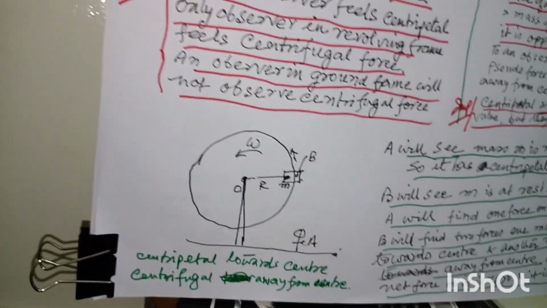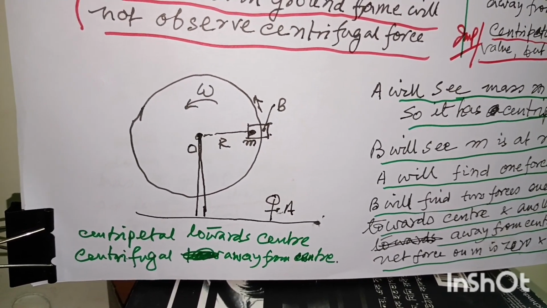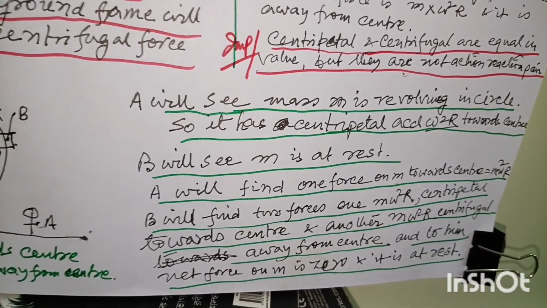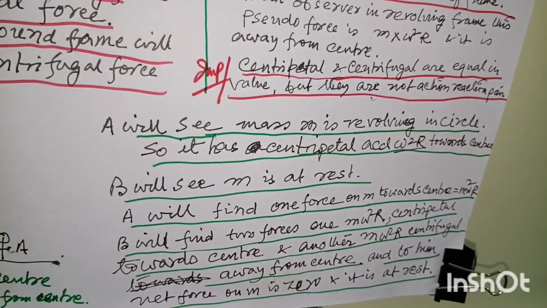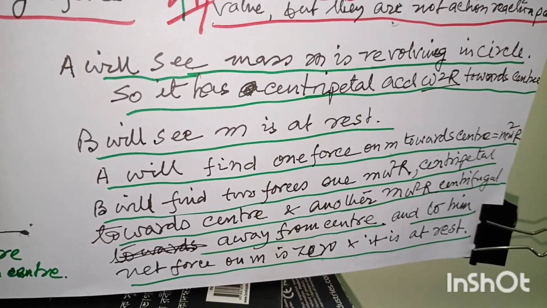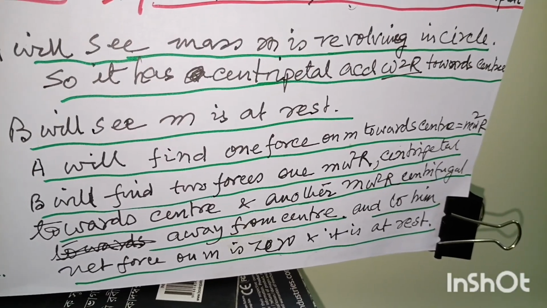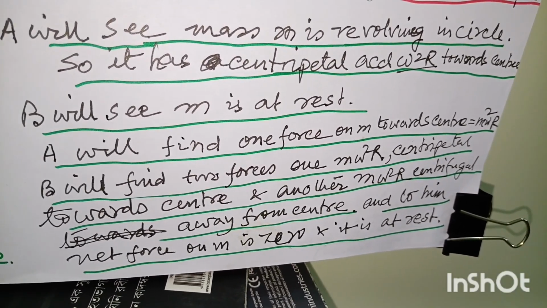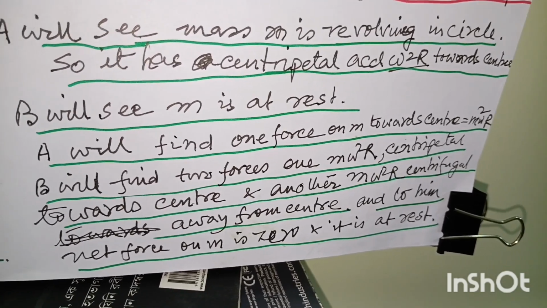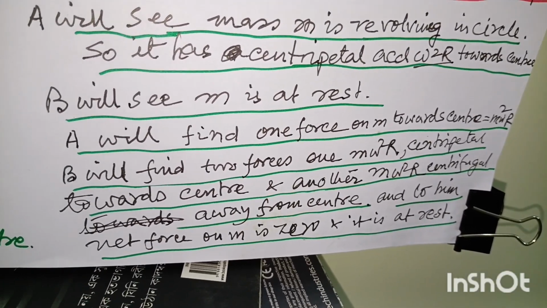I hope you have understood this. This is a tricky area, so note it carefully. Centripetal is towards the center and centrifugal is away from the center. Some important points: A will see mass m revolving in a circle, so it has a centripetal force. B will see mass m at rest. A will find only one force, the centripetal force towards the center. B will see two forces, m omega square centripetal towards the center and m omega square centrifugal away from the center. Due to these two forces, the net force on m is zero for B, and so B sees it at rest.